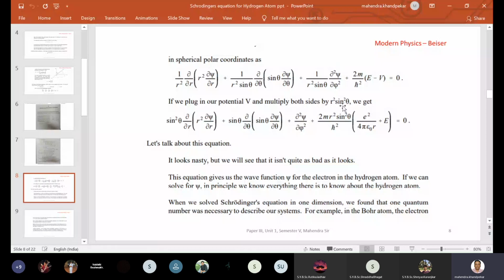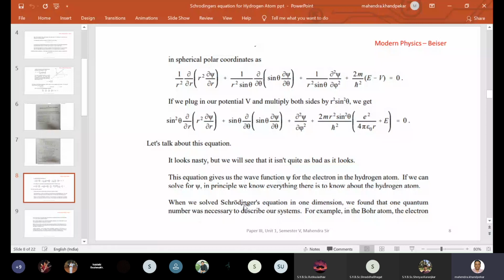Now with this equation, we are going to multiply both sides by r square sin square theta. So all these terms are multiplied by r square sin square theta, and you get an equation like this. This equation gives you the wave function of the electron in the hydrogen atom. If we solve it, of course by using something called separation of variables, then you know everything about the hydrogen atom.